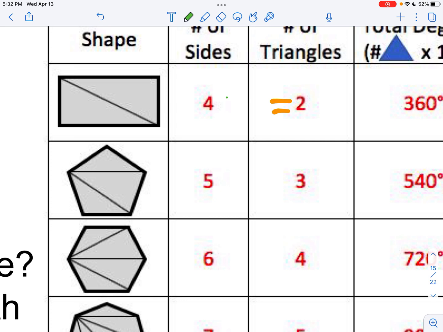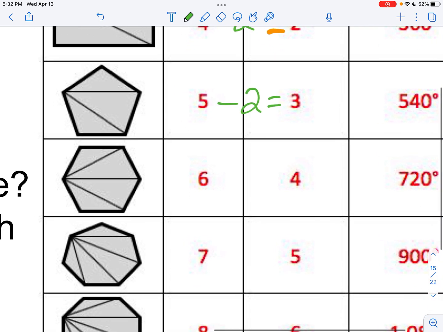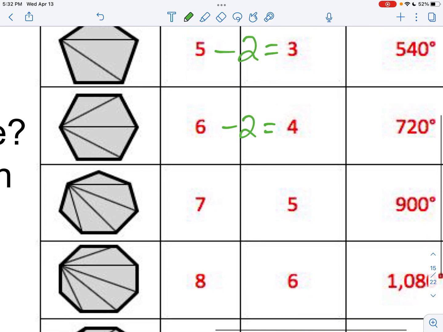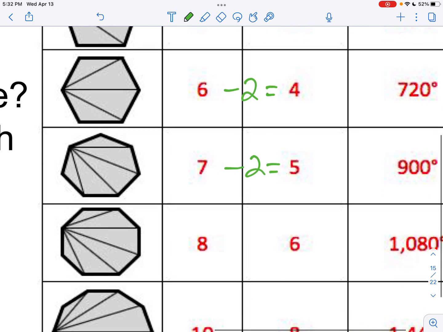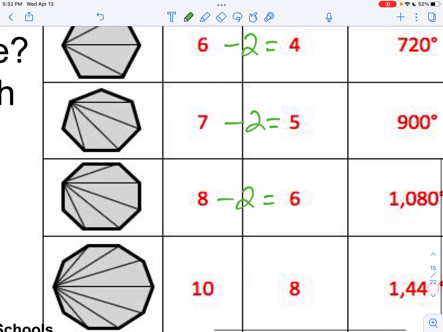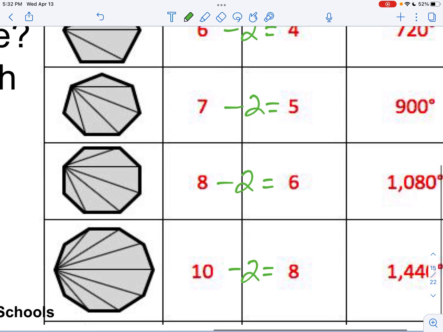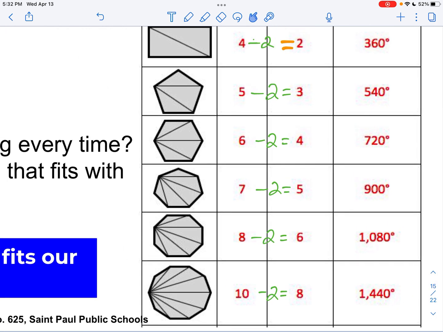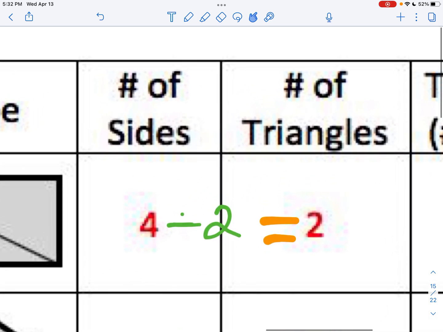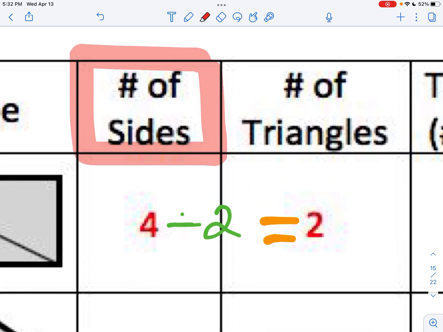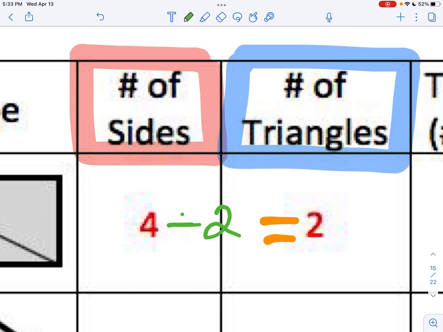So the other way to get from 4 to 2 is to minus 2. 4 minus 2 is 2. Is 5 minus 2 3? It is. 6 minus 2, 4, yep. 7 minus 2, 5, absolutely. 8 minus 2, 6. 10 minus 2 is 8. So what this means is this minus 2 pattern, right? Going back up to the top, if I wanted to go from the number of sides of a shape to how many triangles are hiding inside that shape, my pattern is to minus 2.